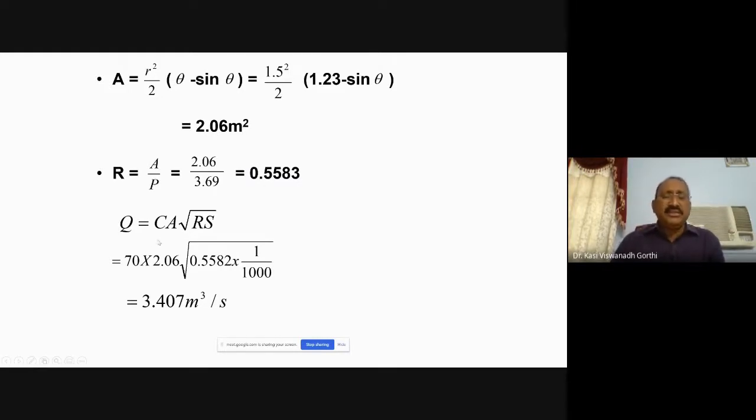Substituting in the Chezy's equation, using the discharge equation, Q is equal to C A square root of R S. Substitute for the value of C, wetted area 2.06, hydraulic radius 0.55, and longitudinal slope 1 by 1000. Don't get confused with this X. This is into. Okay. Now you have got the discharge Q is equal to 3.4 meter cube per second.